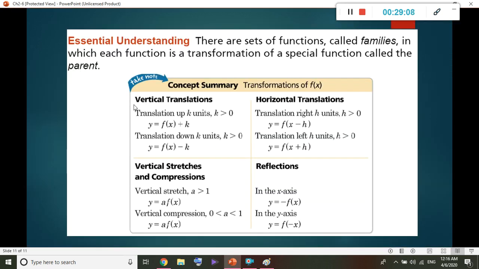Let's have a quick summary here. The vertical translation is when you move upward or downward, with positive k or negative k outside the bracket. Horizontal translation is negative h or positive h inside the bracket. Okay, and this we're going to talk about tomorrow. Reflection in the x-axis is y equals negative f of x. Reflection in the y-axis is going to be the x itself, so negative x.